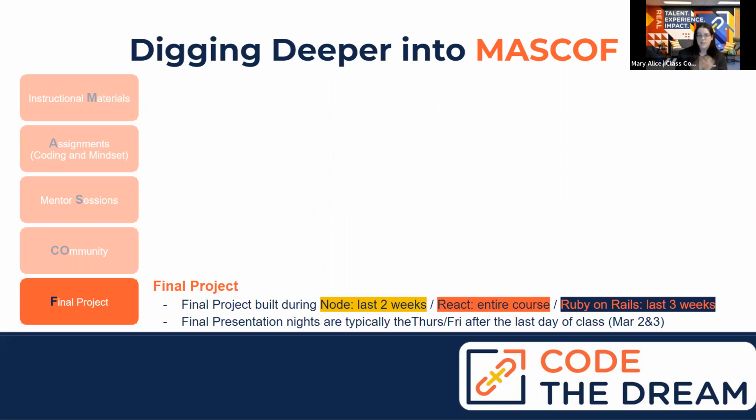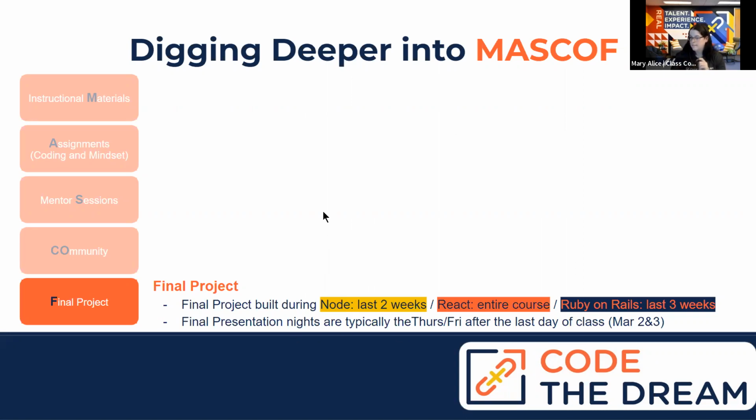And then Ruby on Rails, the last 3 weeks of class is when you'll be able to build your final project. We will have final project presentation nights. They're typically the Thursday and Friday after last day of class. So March 2nd and March 3rd, go ahead and mark your calendars now, in the afternoons or evenings, depending on which time zone you're in. March 2nd and March 3rd is when we'll have final class project presentations.